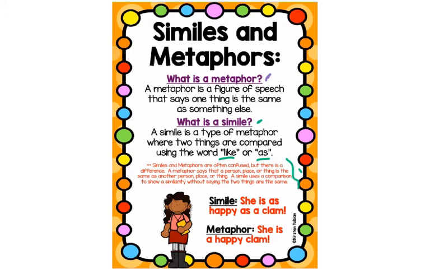So right here in red, it says, similes and metaphors are often confused, but there is a difference. A metaphor says that a person, place, or thing is the same as another person, place, or thing. A simile uses a comparison to show a similarity without saying the two things are the same. So in this example right here, the simile version is, she is as happy as a clam, versus the metaphor version, which is, she is a happy clam. She's not as happy as a clam. She is, in fact, that clam.